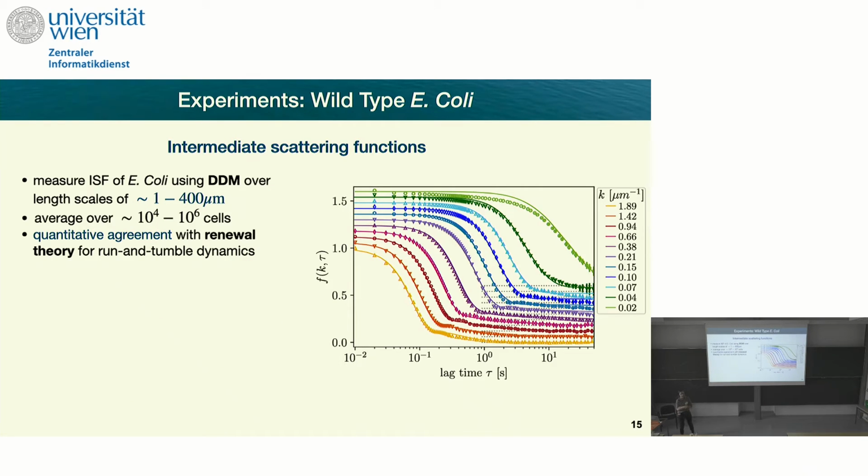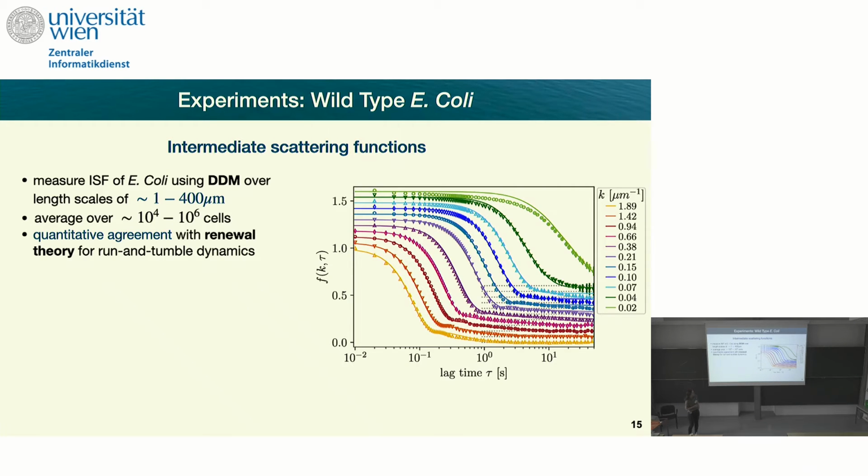We looked at dilute samples of E. coli cells moving in bulk. We were able to resolve length scales from about 1 to about 400 micrometers, which is really important because we have to resolve several tumbling events. The experiments average essentially over 10 to the 4 to 10 to the 6 cells, but it's still dilute enough so they are not interacting.